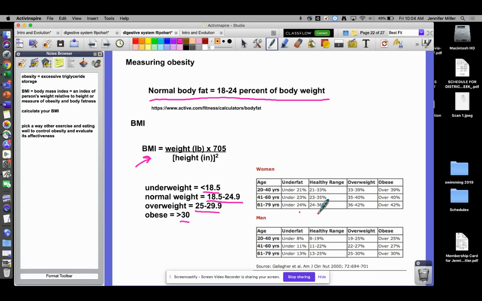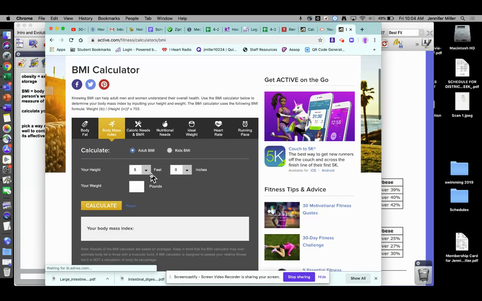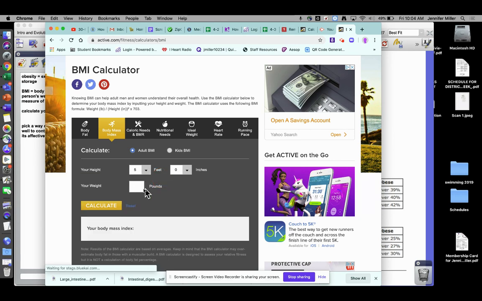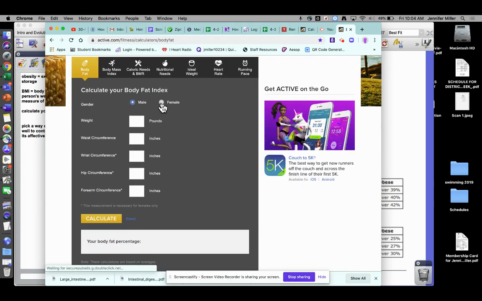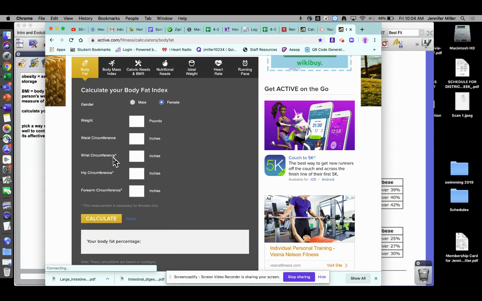But again, if I go back to this website, I'm going to pull it back up because I have the website already up. If you look here, body mass index, okay, I can put in male, female, adult, kid, how tall I am, and my pounds, and I can calculate it. Over here, you can actually calculate your percentage of body fat. I would click female. What's my weight? And then you'd have to do your waist circumference, your wrist circumference, your hip circumference, and your forearm circumference, and calculate it.